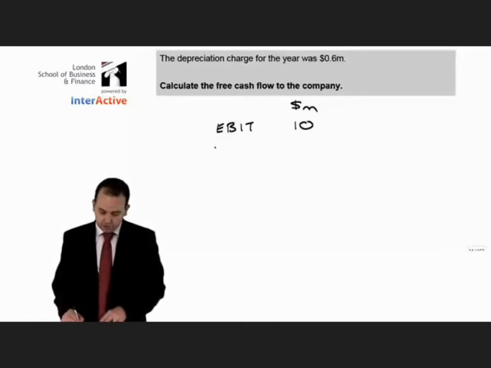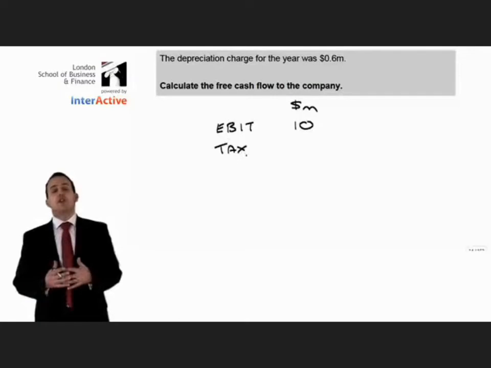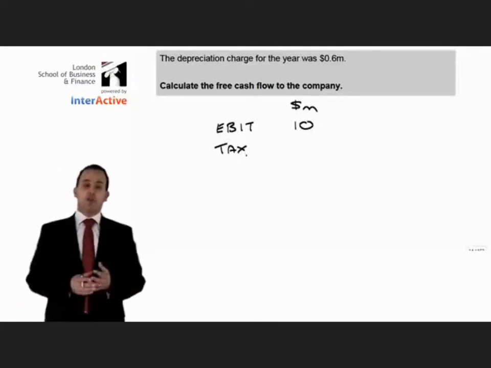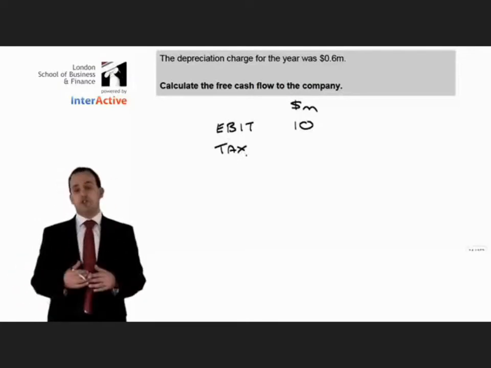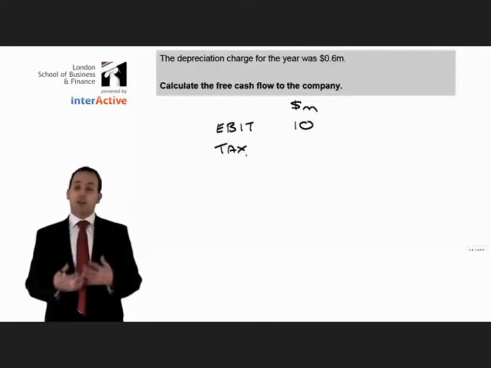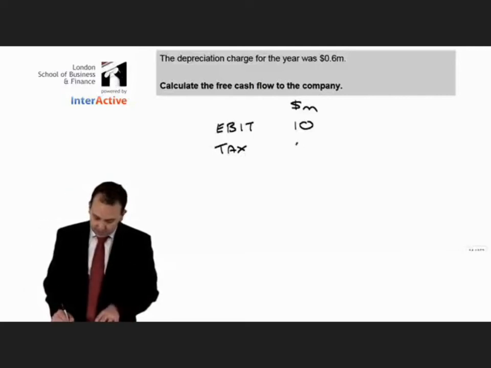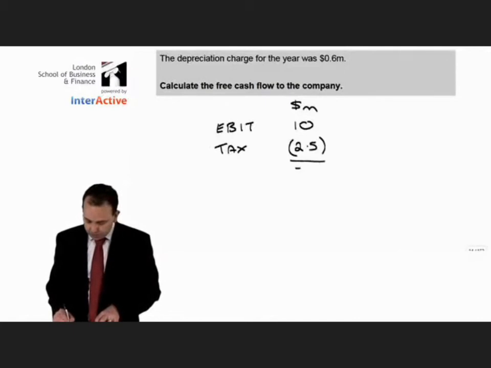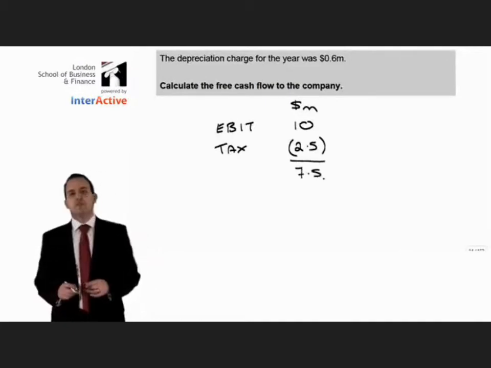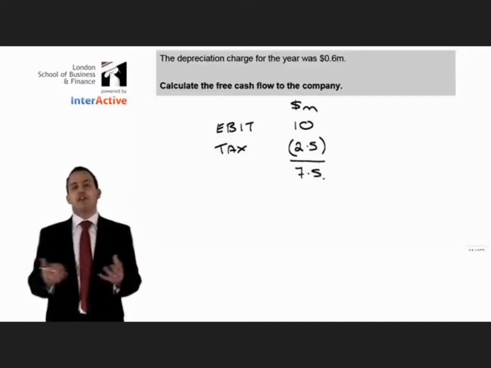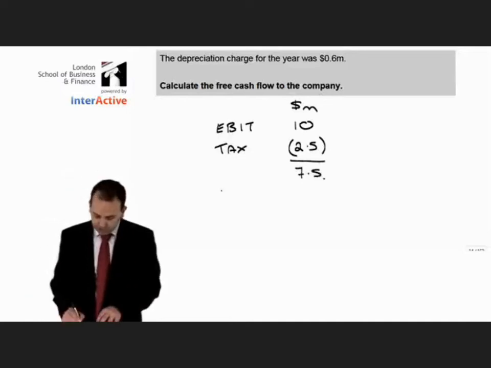And then the first adjustment we need to make is for taxation. So we're taking the profits in effect that the company has made and then deducting from this the tax that needs to be paid, because tax in effect is a cash flow. So the tax for this business is $2.5 million, which needs to come off, which will give us a balance of $7.5 million. Then according to our pro forma, the next adjustment we need to make is for depreciation.